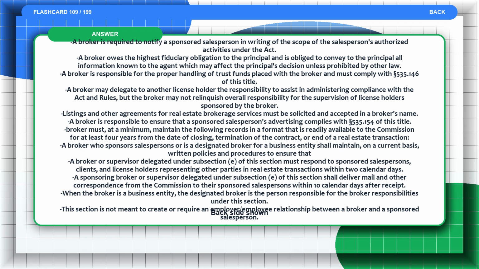A broker is responsible for the proper handling of trust funds placed with the broker and must comply with Section 535.146 of this title. A broker may delegate to another license holder the responsibility to assist in administering compliance with the Act and rules, but the broker may not relinquish overall responsibility for the supervision of license holders sponsored by the broker. Listings and other agreements for real estate brokerage services must be solicited and accepted in a broker's name.